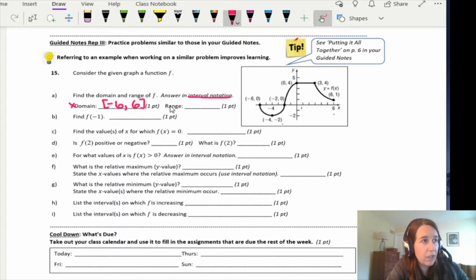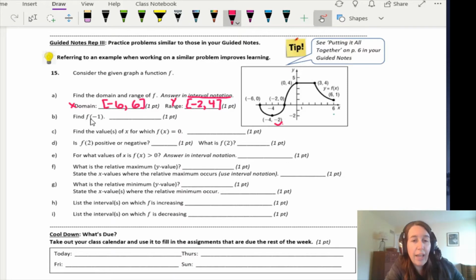Range is obviously the y values then. So we want to look from the bottom to the top. The lowest y value on this graph is right here, at -2, and that is included. That's a solid dot there, -2. And then the graph goes all the way up to, notice the y value here is 4 on both of those. So that's a 4, and that is also included. All right, now letter B.